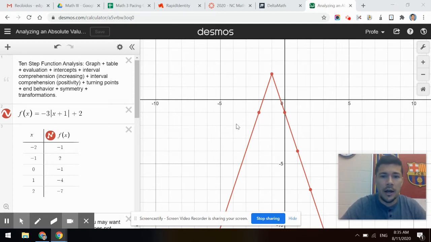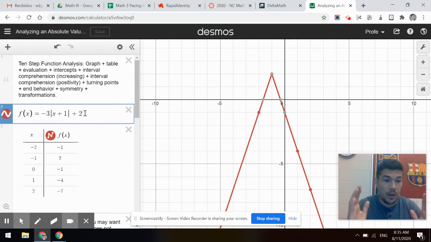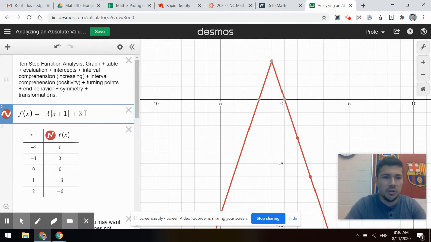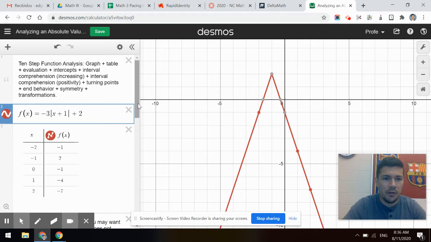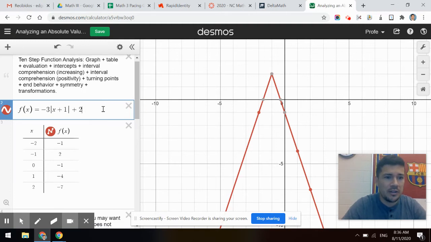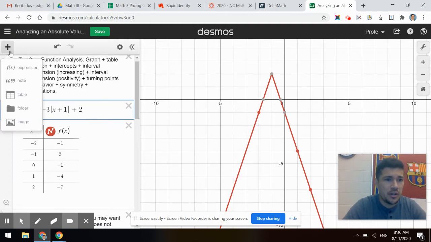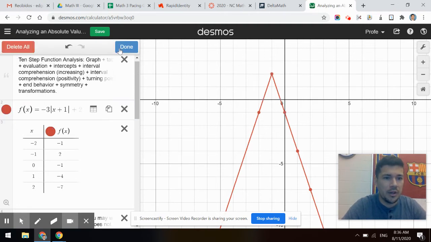First of all, I need to understand how to graph this. I am using function notation, and here is f of x equals -3 times the absolute value of x plus 1, plus 2. I can explore with this a little bit if I want to and see what those numbers do. To create a table, I know that I can just go up here and add a table, or really what I'm going to do is hit my settings and convert to a table.